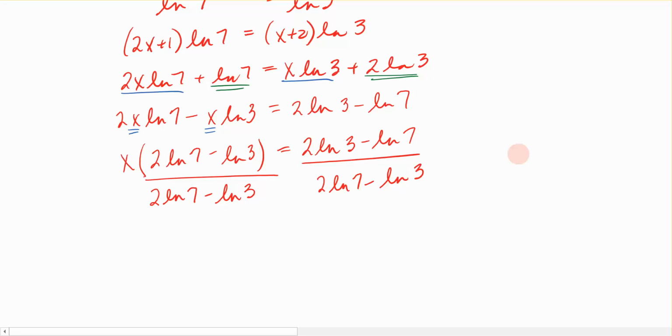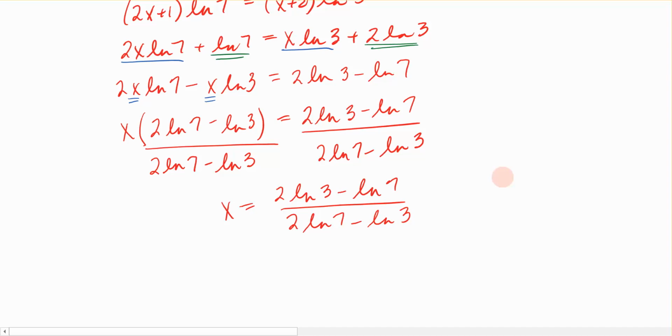And the exact answer, not the approximate one, is this big mess right here. So let's just rewrite it: 2 ln 3 minus ln 7, divided by 2 ln 7 minus ln 3. And that's it. That's the answer that we would get, and that's the exact answer. Now if I want to get the approximate answer, that's when we put this whole thing in the calculator and get a decimal value.